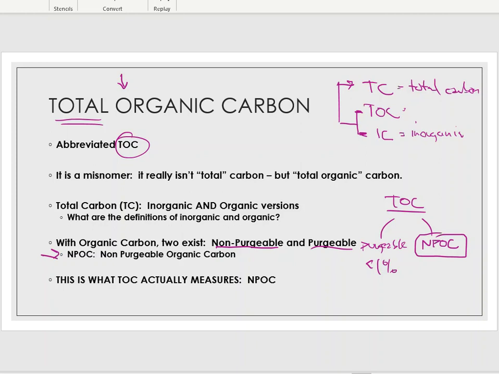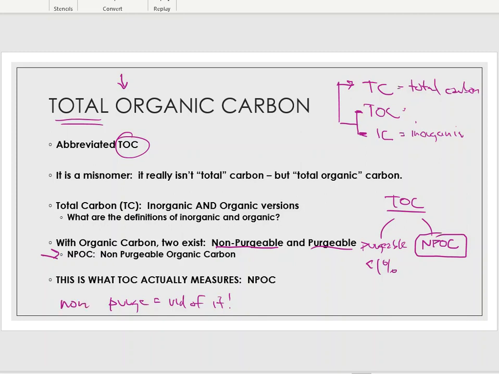So what does non-purgeable piece mean? Well, if you've ever seen the movie Purge, it's kind of similar, right? Non-purgeable, well, if you purge out something, you get rid of it, right? So the purgeable organic carbon, this machine is going to get rid of it because it's purgeable. These things are typically very volatile. They have very low boiling points. They evaporate off very easily. That's why it's very easy to get rid of it.